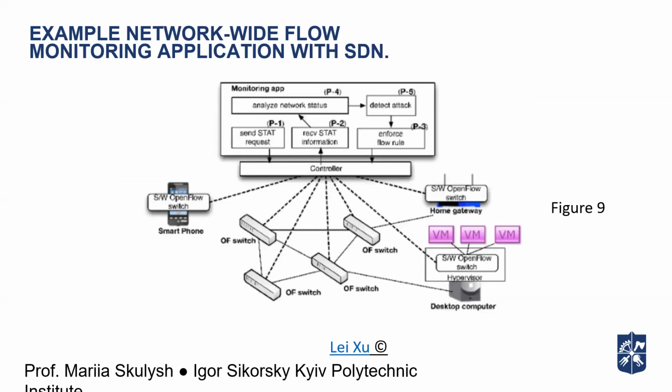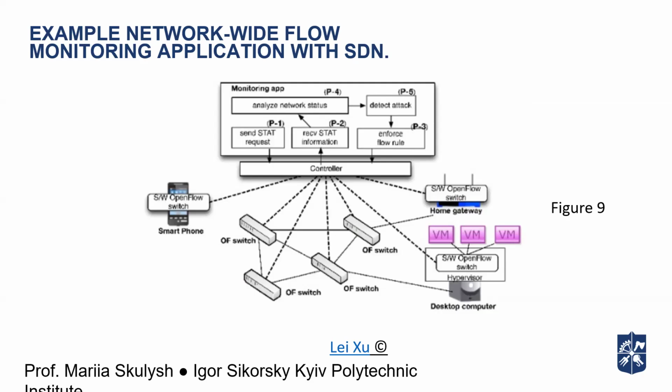One more example: when we have some switches and some home gateways, the controller controls the work of these nodes and also helps to solve some problems. What kind of problems can it help with? It can solve tasks related to monitoring. This monitoring application has five points. From one side, it collects statistics.